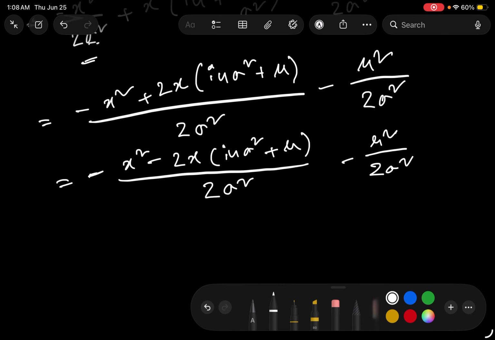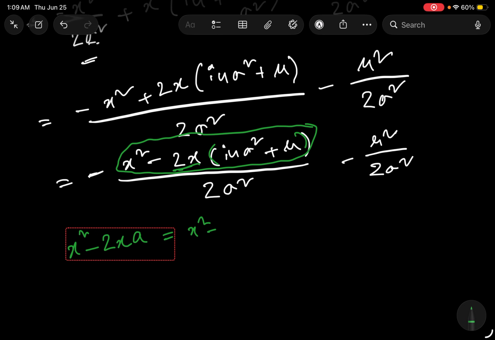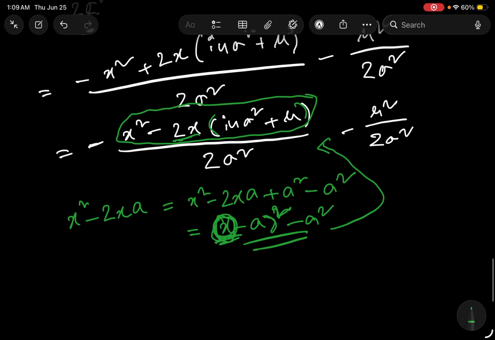Now this right here, what does it look like? This looks like x square minus 2x into something, meaning x square minus 2x, let's say this is a. We add a square to it and subtract a square. What does it become? (x minus a) square minus a square. We need to represent it this way. Why? Because this x gets cornered inside a whole square, and that will really help us because it is not getting convoluted to anything else.